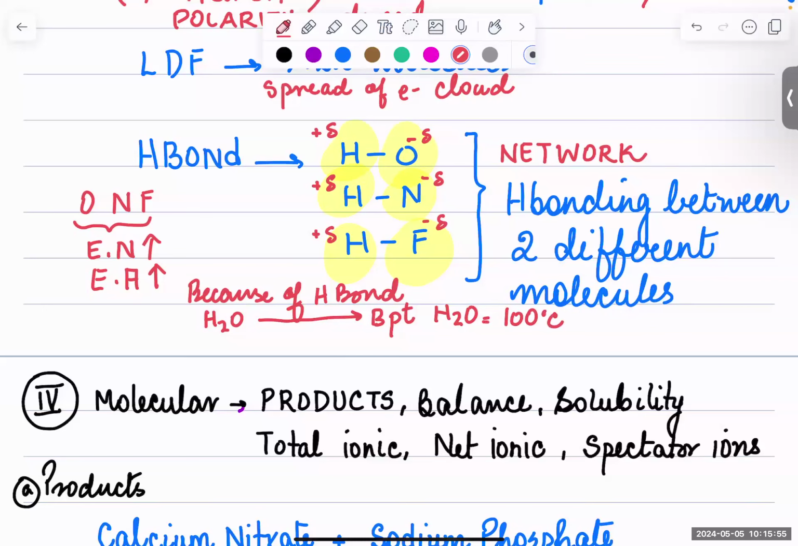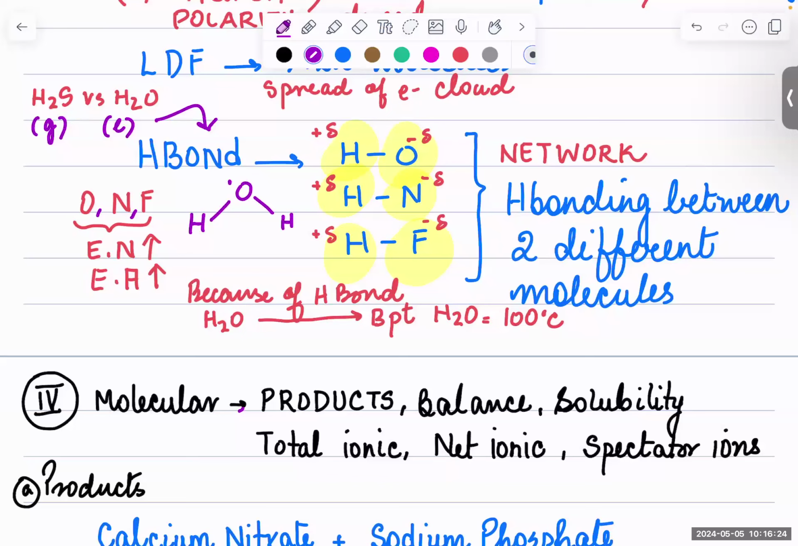If you compare H2S versus H2O, you will see that H2S exists as a gas, but H2O exists as a liquid, and this is because of hydrogen bonding. H2S does not have hydrogen bonding. Hydrogen bonding is only present in water, where oxygen is attached to hydrogen, H-O-H. That is what makes it a very polar molecule. So just look at that.